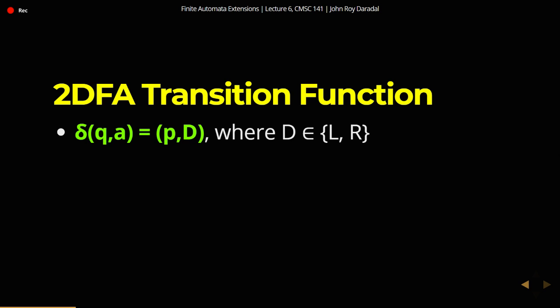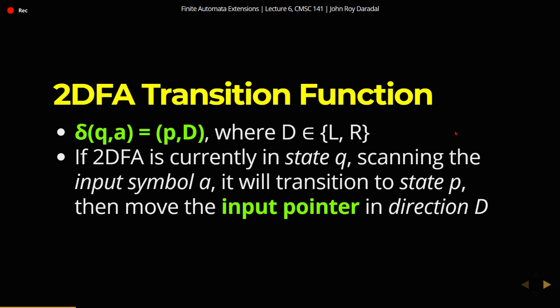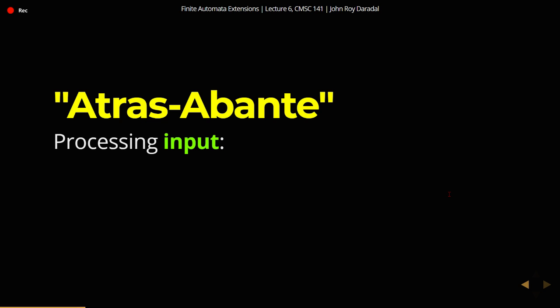So the 2DFA transition functions have this format: delta of (q, a) is equal to (p, D), wherein D is either left or right. D stands for direction. What this means is, if the 2DFA is currently in state q and sees an input symbol a, it will transition to state p and move the input pointer in direction D. So it will move the input pointer either to the left or to the right.